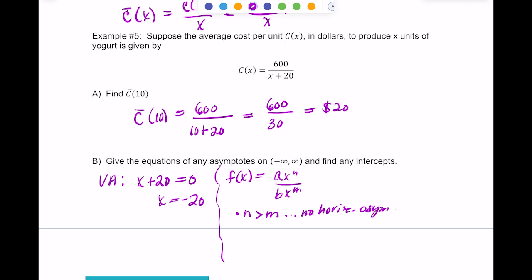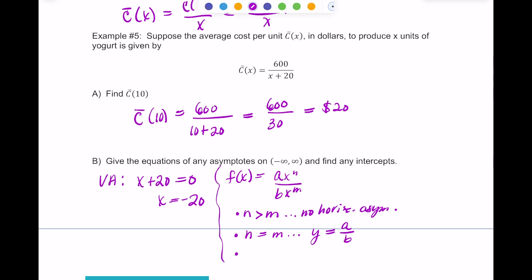Now there could be a slant asymptote. We also call them oblique asymptotes. The way you determine that is if the power up top is greater than the power on the bottom by 1. So if you take the powers and subtract them and get 1, that means there's an oblique asymptote, which you would have to find using long division. If n equals m, so if the degrees are the same, the horizontal asymptote is just going to be y equals a over b. You simply take the coefficients and divide them, and that's your horizontal asymptote.